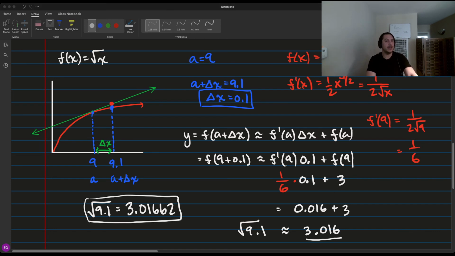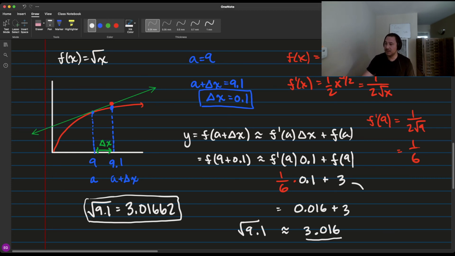Historically, this is what they used to calculate values, especially before the invention of calculators. I'm not going to explain how the calculator figures out the square root of 9.1. We have ways to do it now. But the cool thing is that historically, when people didn't have calculators and needed to do something by hand, this is what they would get. What they would usually do is write it as a fraction, because 1/6 times 1/10 plus 3, so they'd say the square root of 9.1 is approximately 3 and 1/600th. That's what that number is.